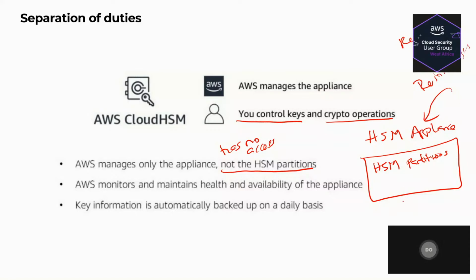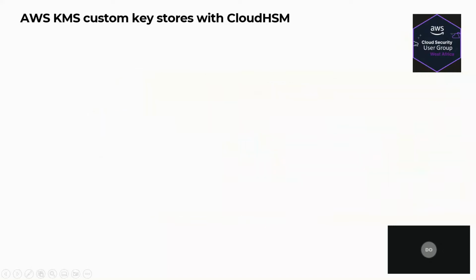But what happens is that there's going to be a backup. The information is automatically backed up on a daily basis. So in the case where something like that happens, AWS can essentially help you to recover using the backup, right? So just keep that in mind. Okay, let's move on very quickly in the interest of time.